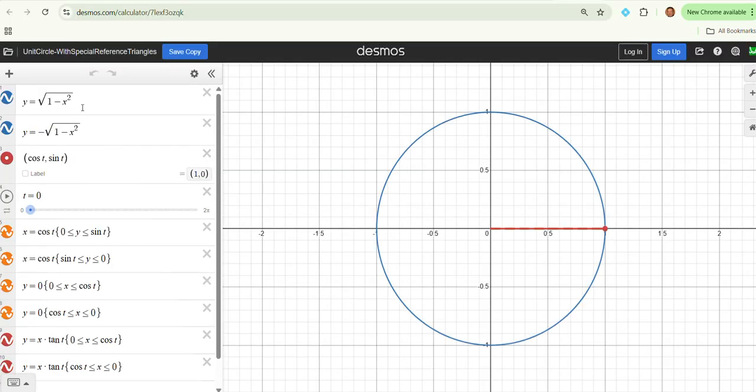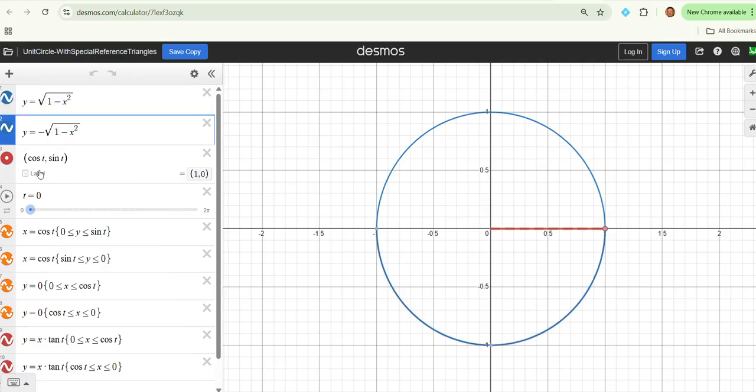The equation of a circle of radius 1, i.e. the unit circle, is x squared plus y squared equals 1, and when you solve for y, you get these two solutions. This graph right here is the top of the unit circle, and this graph is the bottom.